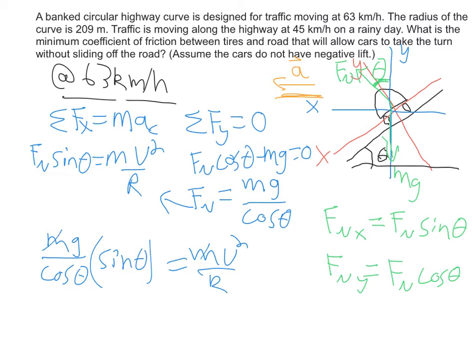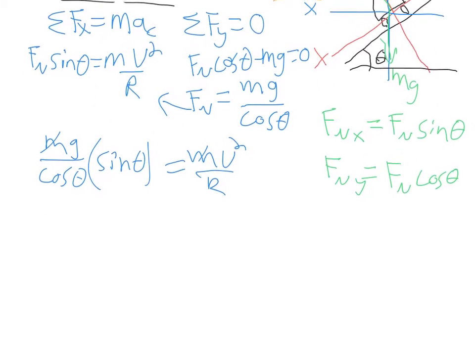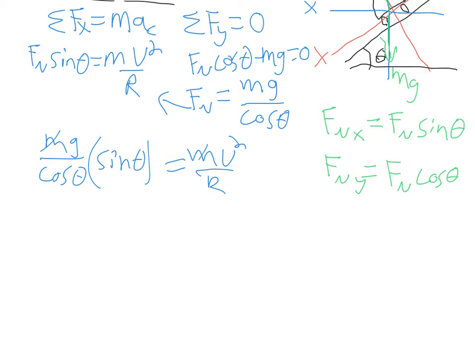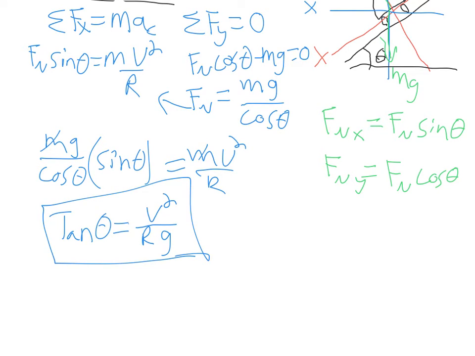Our m's cancel. Sine over cosine is tangent. And then we can divide by the g. And so what we find is that the tangent of our angle theta is just equal to v squared divided by rg. So right there, boom, you can solve for the angle theta. And I think this equation might even be in the textbook, I'm not sure off the top of my head, I think it is somewhere. But if you didn't see it there, that's fine, you now know.